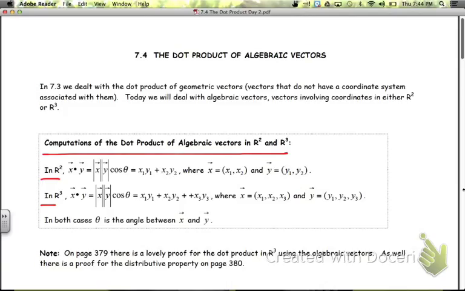If you want to look on page 379 of your textbook, there is a proof for the dot product in R3 using algebraic vectors, as well as a proof for the distributive property on page 380. I'll allow you to do that on your own.